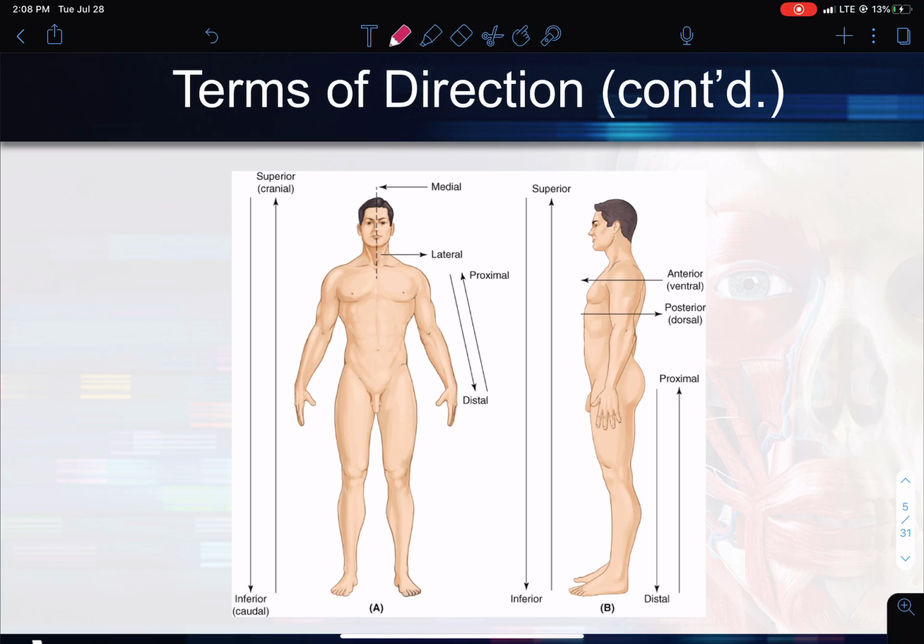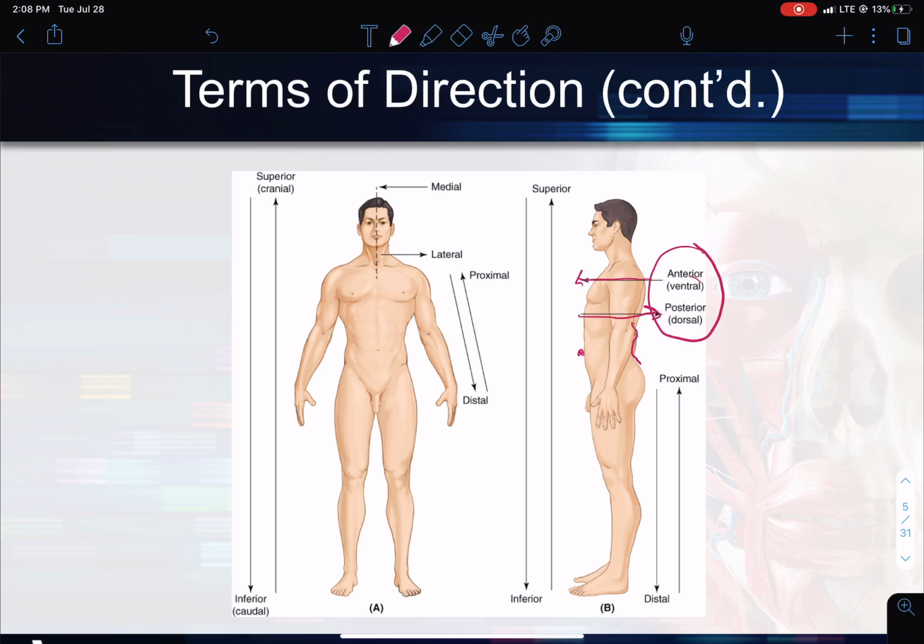So first, I'd like to start with, towards the right-hand side of the image here, anterior and posterior. So anterior means towards the front, while posterior means towards the back. So anterior, you might say that the belly button is anterior to the spine, and you might say that the spine is posterior to the belly button.